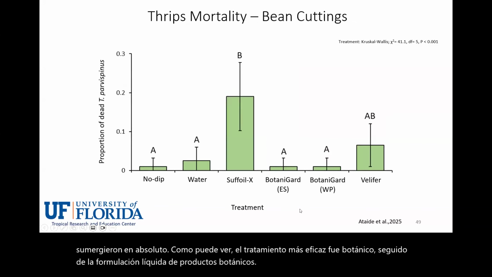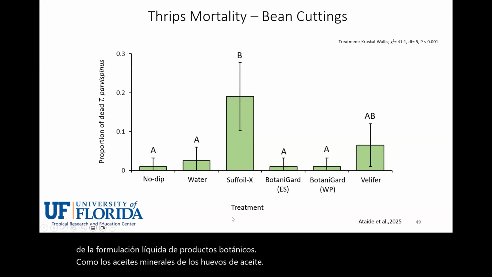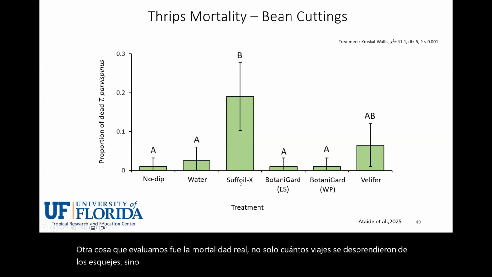Safoil X. Another thing that we assessed was the actual mortality, not only how many thrips were dislodged from the cuttings, but how many thrips died. And in this case, we saw that the most efficacious product was Safoil X, followed by Velifer.